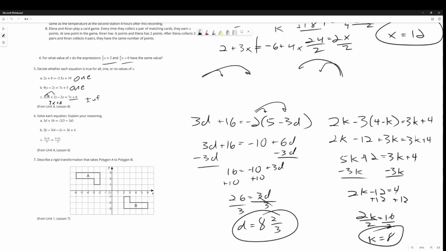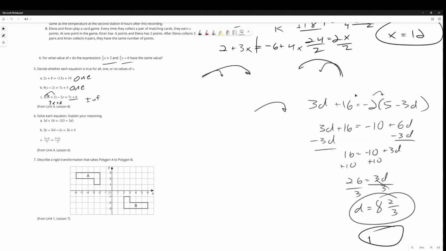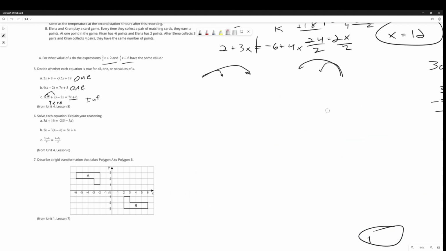Let me make some room there. I'll just erase these. Here we go. Last one. So I have 3y minus 6 over 9 equals 4 minus 2y over negative 3.